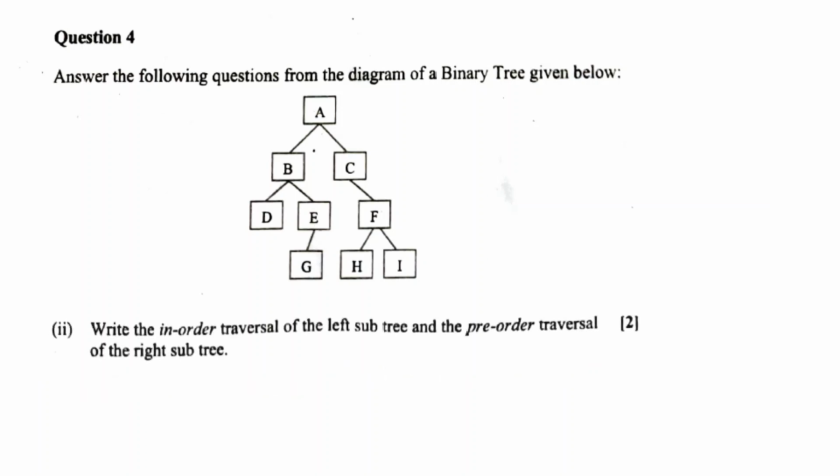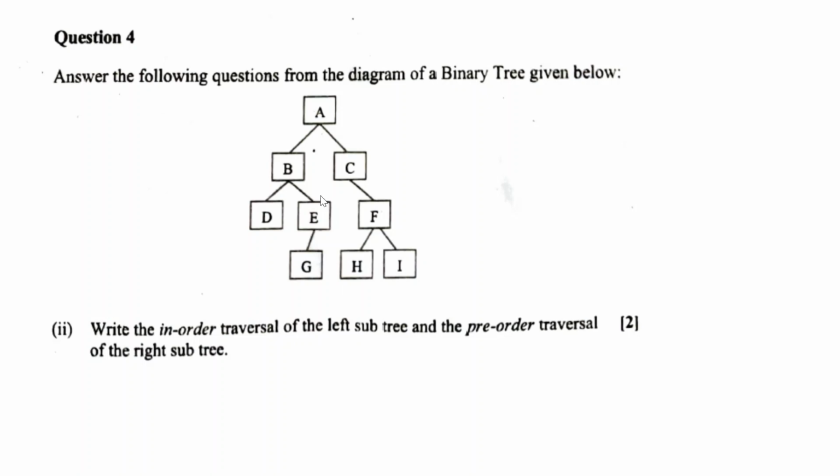Then the second part of this question was to write the in-order traversal of the left subtree and the pre-order traversal of the right subtree. In a binary tree, to read it in the in-order format, there's a rule which says you need to read it like left, then root, then right. If we talk about the in-order traversal, the rule says you need to read left, root, and then right.